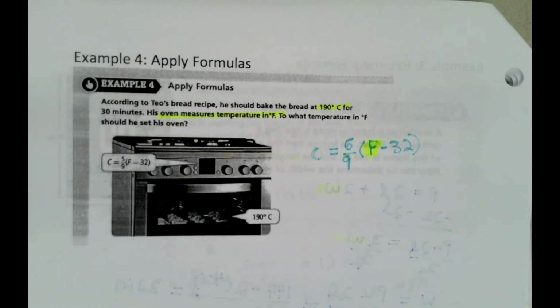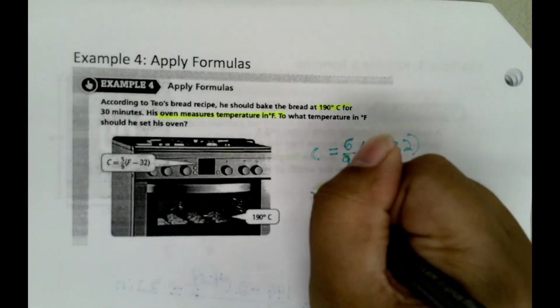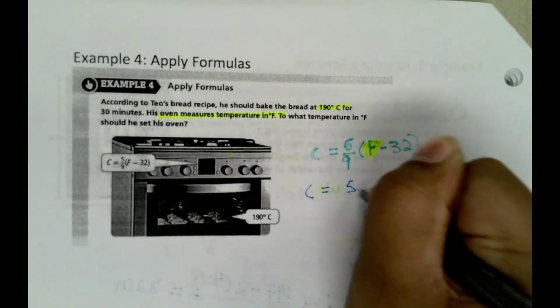Now, is it easier to see what we need to do first? We hate denominators. We hate denominators. How do we get rid of a denominator? We multiply by 9 on both sides.